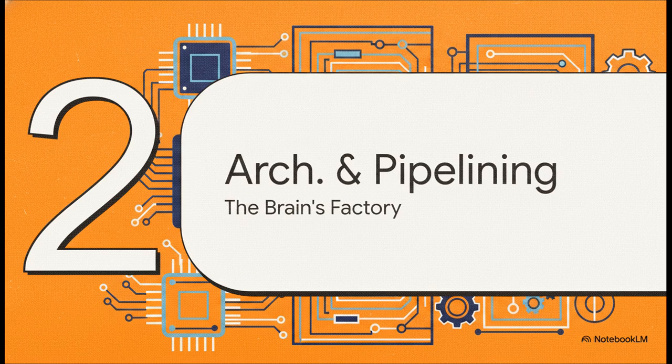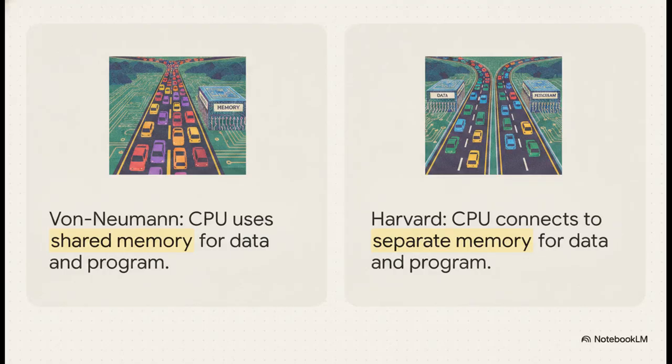Moving right along to Section 2, architecture and pipelining, or as I like to call it, the brains factory. So if the processor's the heart, the architecture is the blueprint of the factory. It dictates exactly how the chip fetches and processes instructions to actually get work done. At the very foundation of this factory, we have two primary architectural models. First is the von Neumann machine. Here, data and program memory share the exact same space and bus. Think of it like a single-lane highway. Cars heading to the data center and cars heading to the program center have to share the exact same road. It can get backed up.